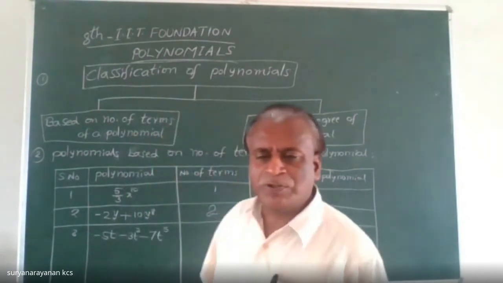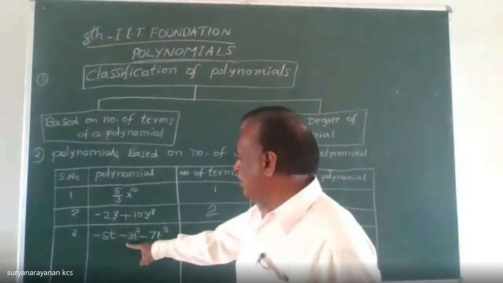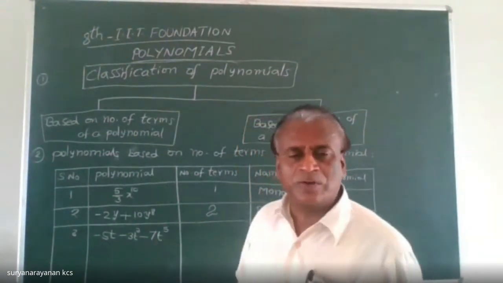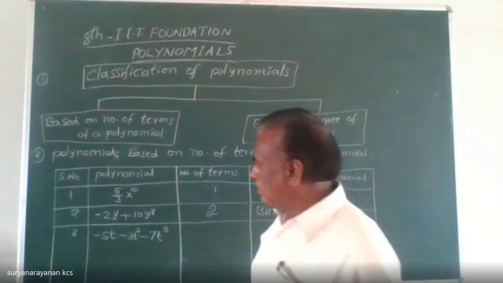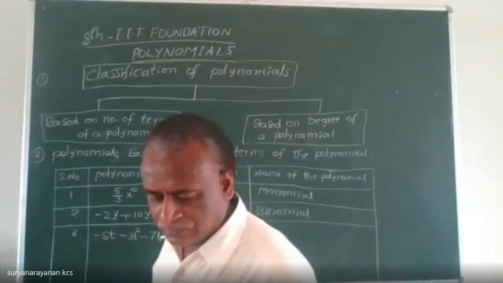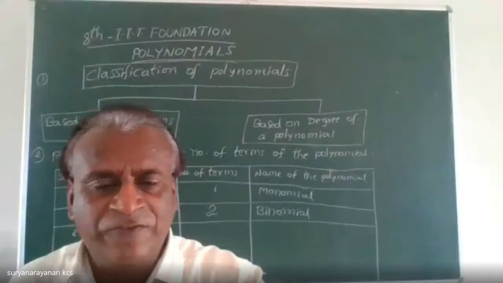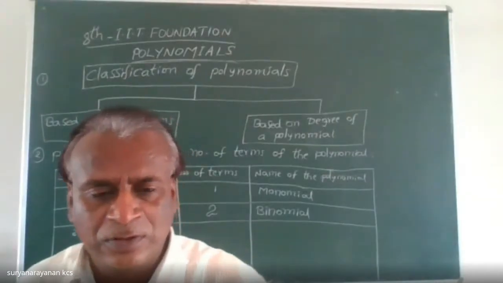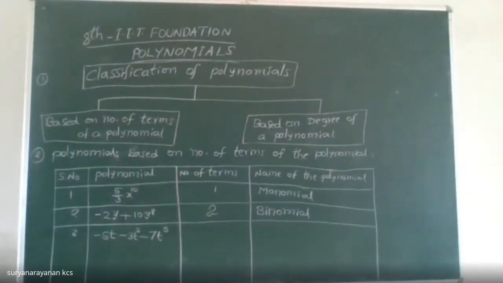Okay. Now come to this point, my dear children. How many terms are there? Three terms. What is the first term? Minus 5t. Just wait for a moment, my dear children. Minus 5t.